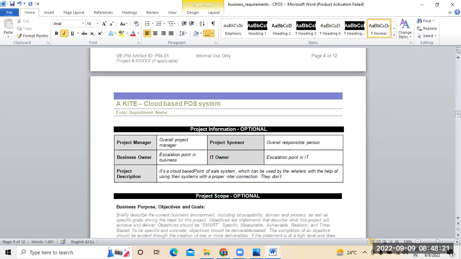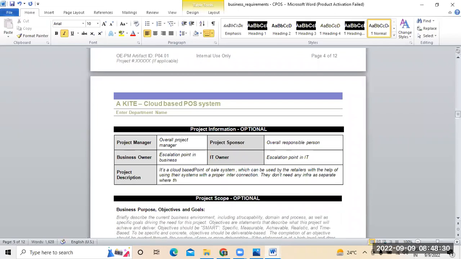They don't need any infrastructure as separate, where this application works on a cloud environment. Right? I'm just naming few, very few, right? So not everything I'm writing because a lot of information was involved, right? So this is how generally project description will be written.